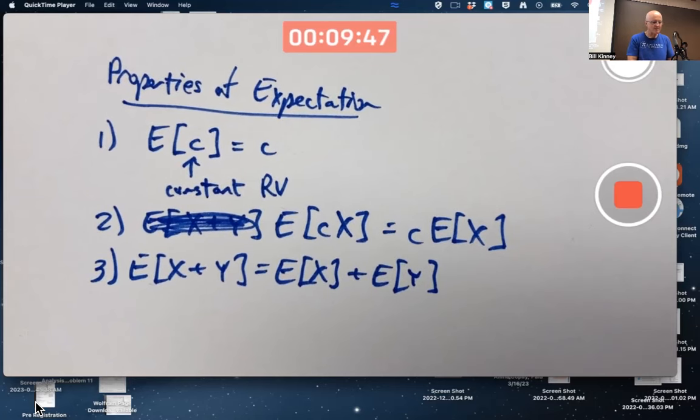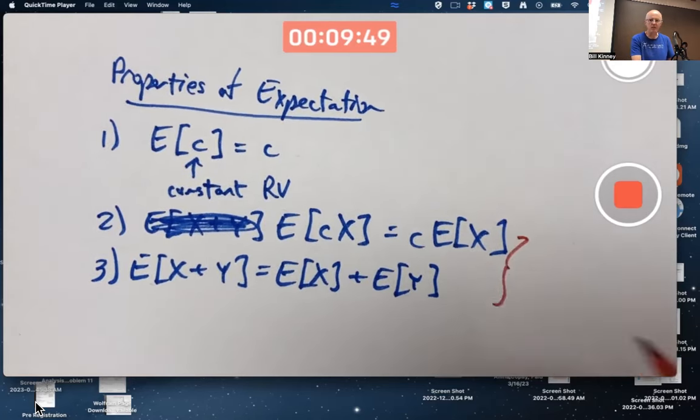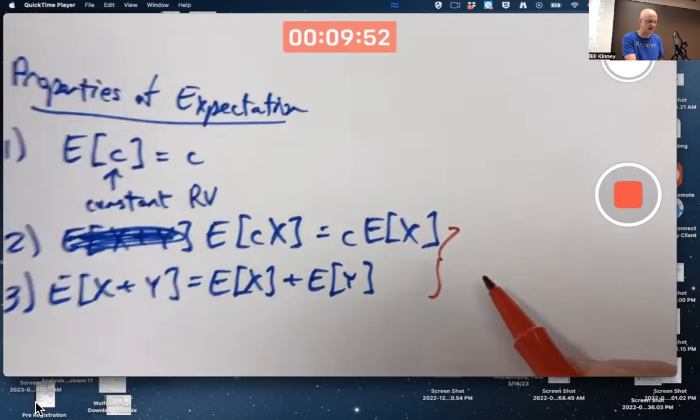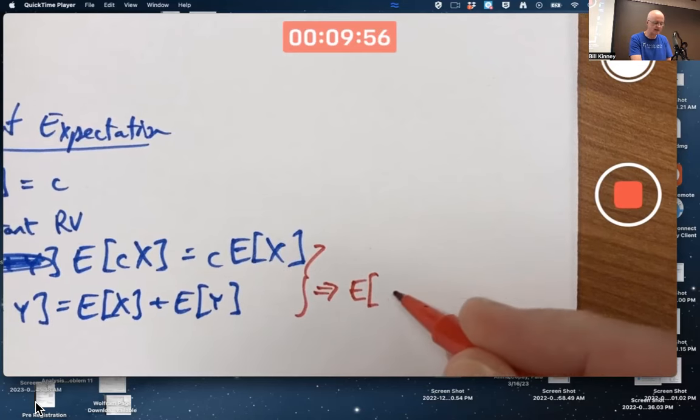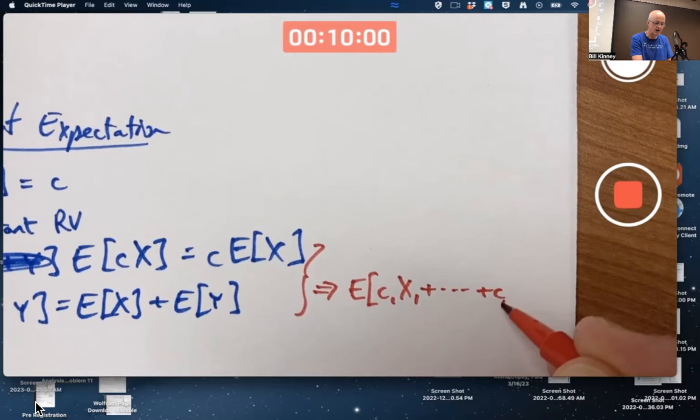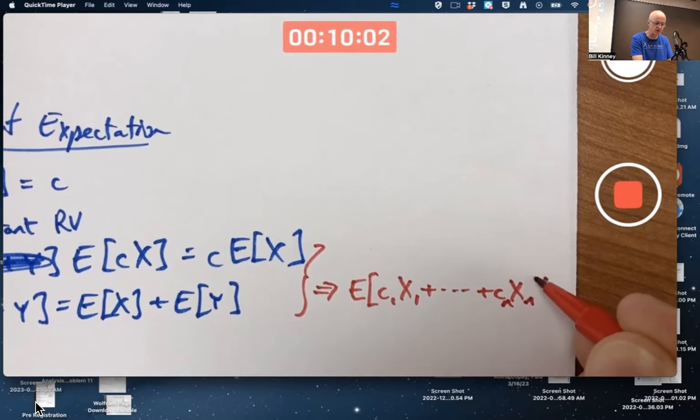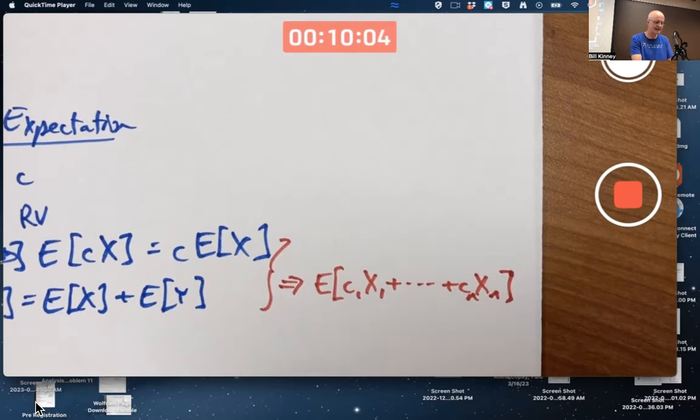By the way, you can combine these 2 properties effectively and use induction, really, to say that the expected value of a linear combination of random variables. Oh, linear combination, what is this, linear algebra? Is the corresponding linear combination of the expected values of the random variables.